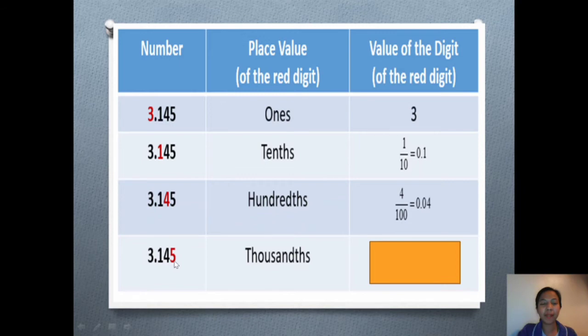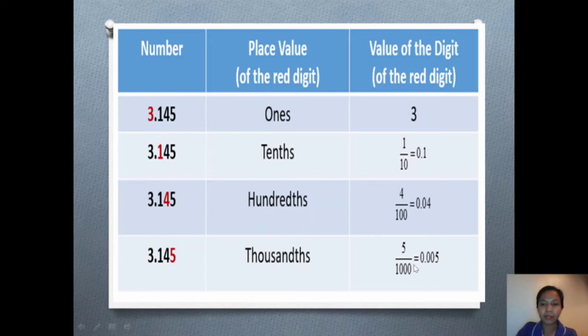3.145. The number 5, the place value is thousandths. Now, I guess you know already the denominator in the fraction form. It's 1,000. So, 5 over 1,000. Remember, whatever the number here that is being asked, that is our numerator, and then our denominator depends on where it is in place. All right, understand?